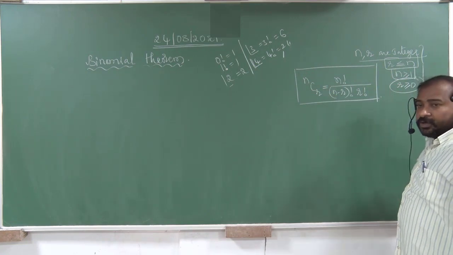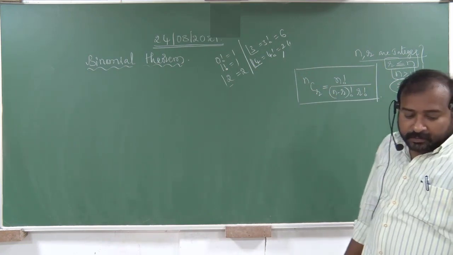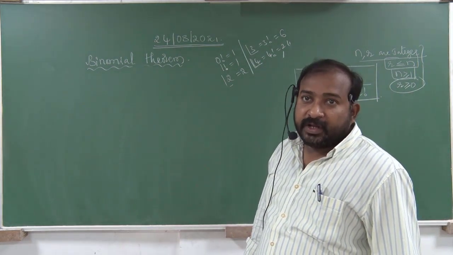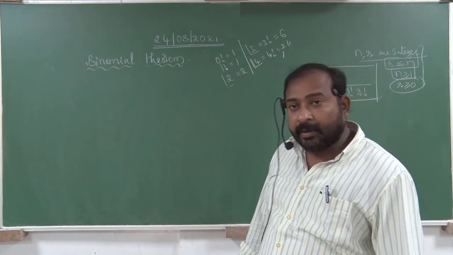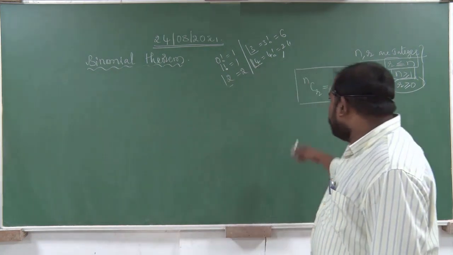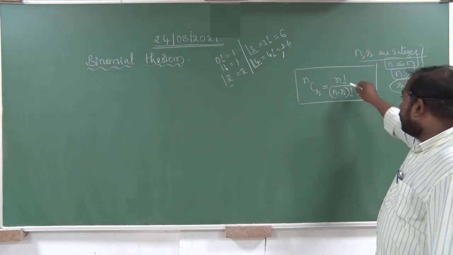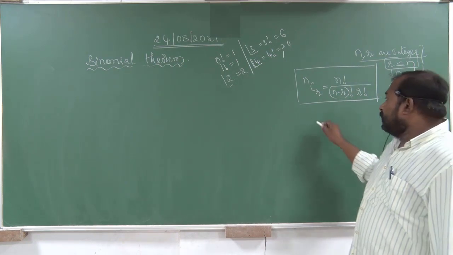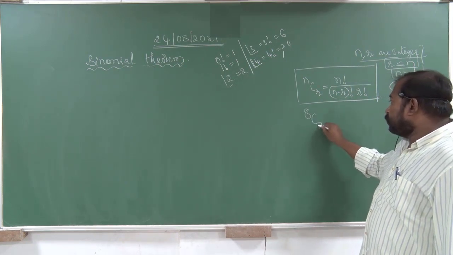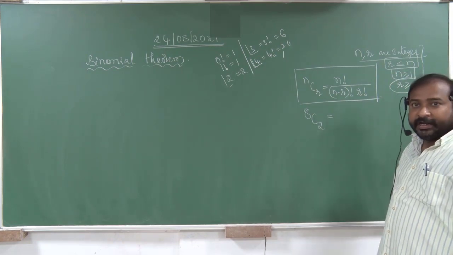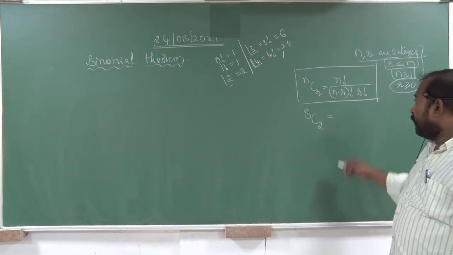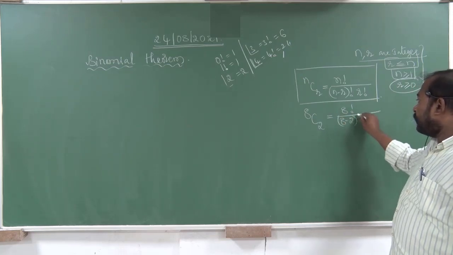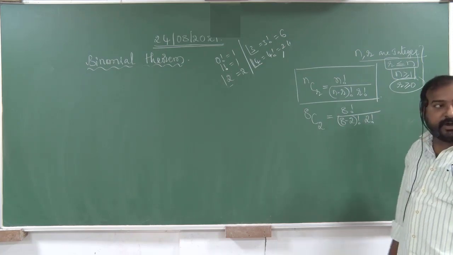This is the formula for NCR. Generally, in permutations and combinations we use this notation. In detail regarding this NCR, we will discuss in combinations. So NCR formula is given by N factorial by (N minus R) factorial into R factorial. For example, 8C2. If somebody gives 8C2, then what is the 8C2 value? 8 factorial by (8 minus 2) factorial into 2 factorial.